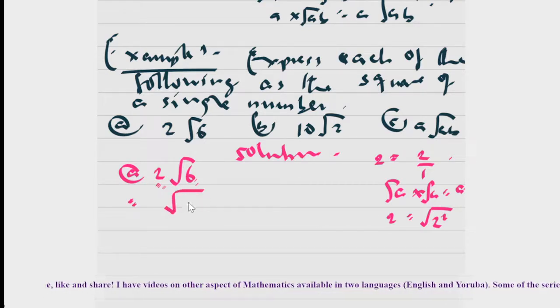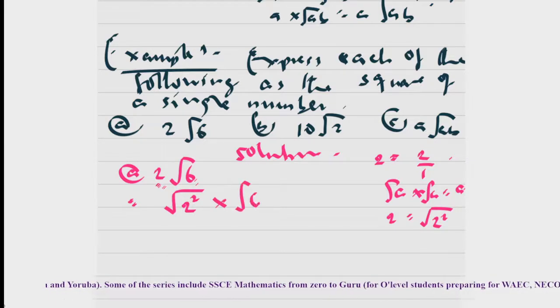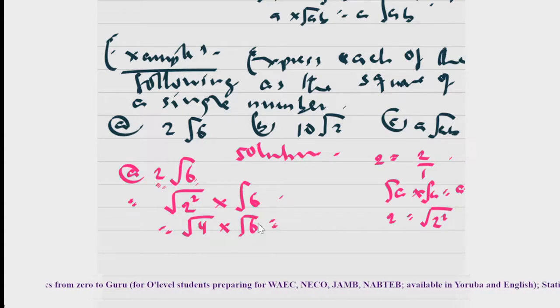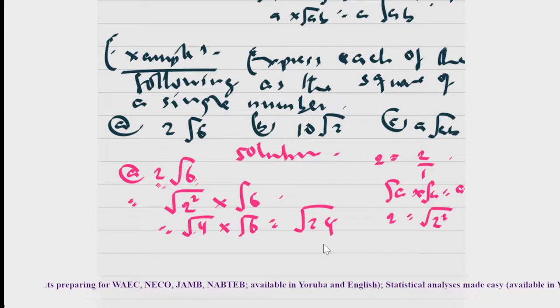So then you have square root of 2, then you put a square on it. When you put the square, you put the square root so that it doesn't have any power on it. So multiply by root 6. And 2 squared will give me what? 4 multiplied by root 6. And 4 times 6, that will give me root 24. So you see we arrive at the same result.